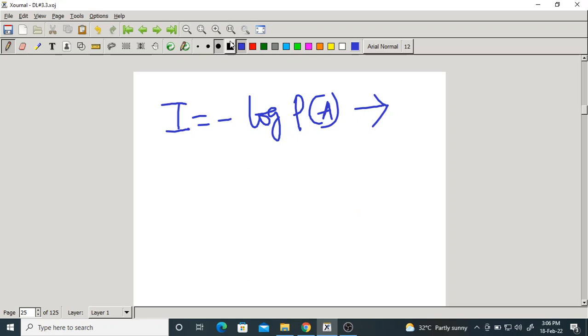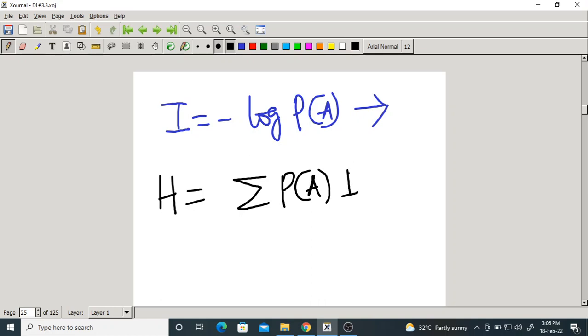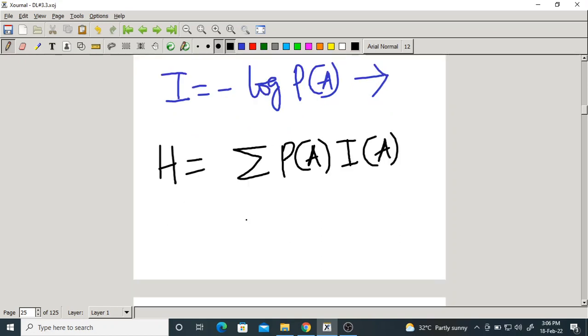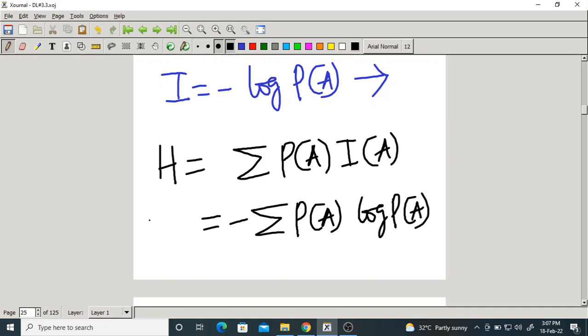Now what is entropy? H. Entropy is average information. So you write the probability of occurrence of A times the information of A. This is the average. So what is this? Minus the probability of occurrence of A times, what is I(A)? Log of P(A). This is entropy. It is a measure of uncertainty, or the average information per source symbol. It is called entropy.